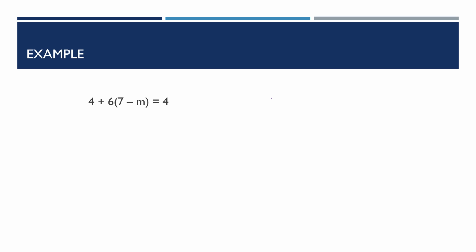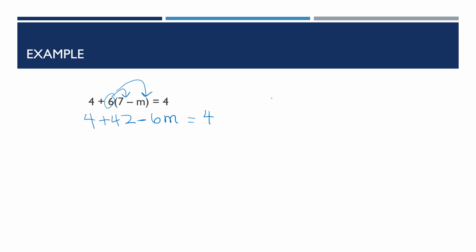So now we're going to actually have parentheses that we need to get rid of. And we're going to get rid of them first by distributing our 6. Okay. So distributing the 6 is going to give me 4 plus 6 times 7 is 42. 6 times m is going to give me 6m, and then that equals 4.